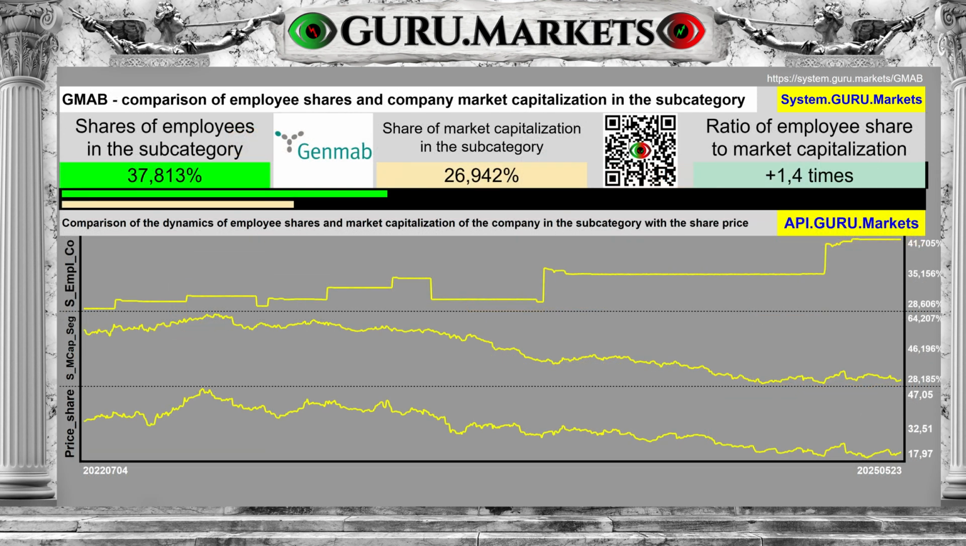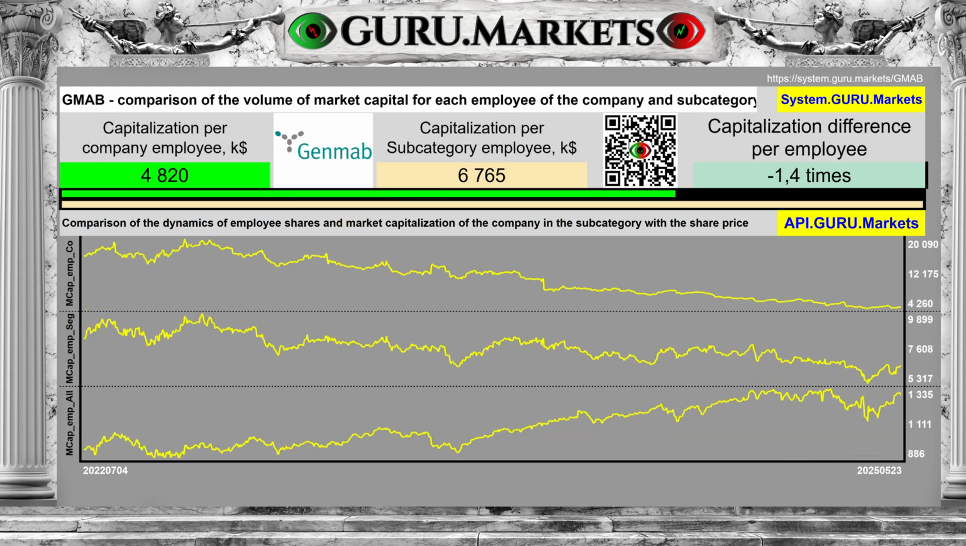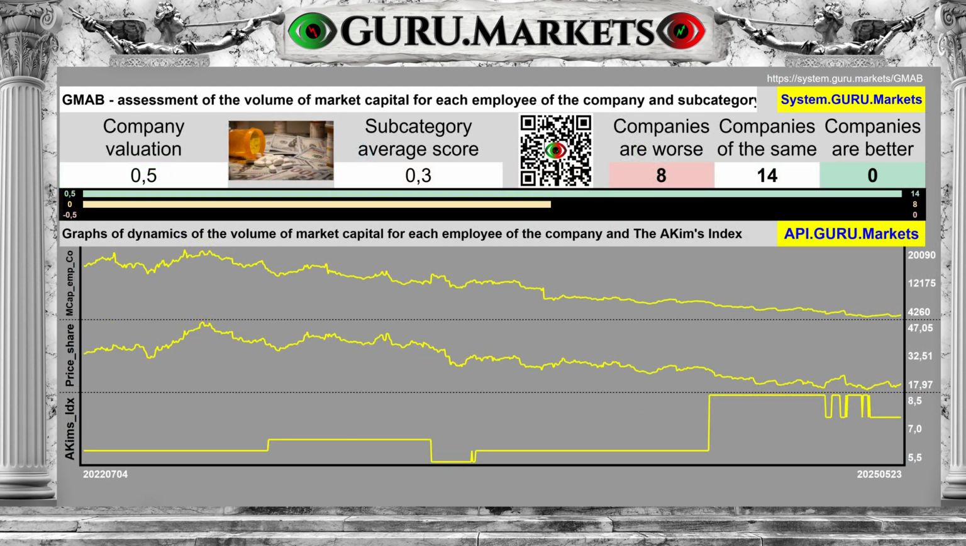The company's share in terms of personnel numbers by subcategory is 37.813%, which is 40% more than the market capitalization share. The amount of capital per employee of the company is $4,820,000, while in the subcategory there are $6,765,000. The difference between the subcategory average and the company's performance is 28.8%. Assessment of the volume of market capital per employee in comparison with the indicators in the subcategory: good, 0.5 points.